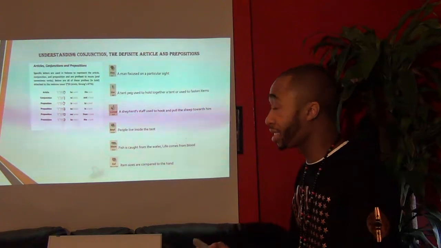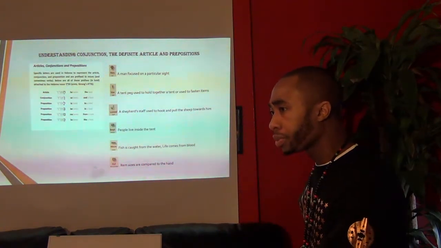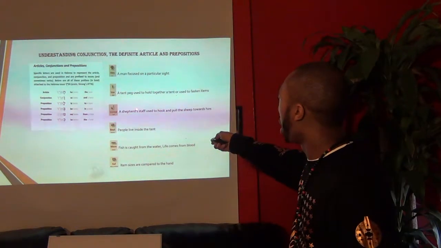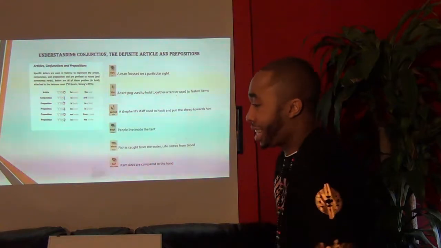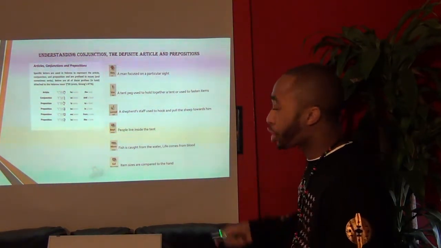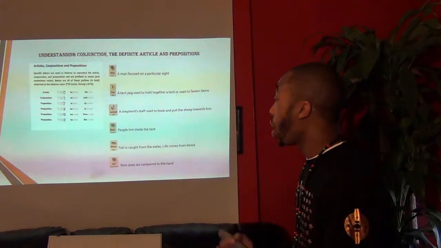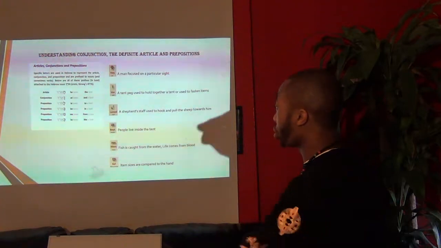It syntaxed things together. The lamed. How do we know that the lamed means to? Well, a shepherd's staff was used to hook and pull the sheep towards him. This is how we know, by looking at the actual ideogram behind the pictograph. We can see that lamed, when affixed as a prefix to a Hebrew word, means towards.